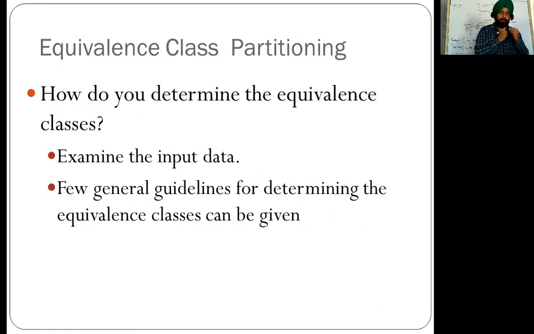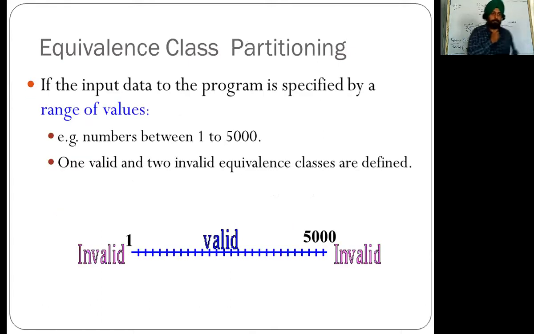So how do you determine the equivalence classes? Here we have to examine the input data. There are some general guidelines where the expert decides how many classes are to be made. In our example, the three classes were good. Next, just see the example. If the input data to the program is specified by a range of values, that is, a number between 1 and 5,000, and we have to find the square root of all the numbers between 1 and 5,000, this is the way we make the equivalence partitions.